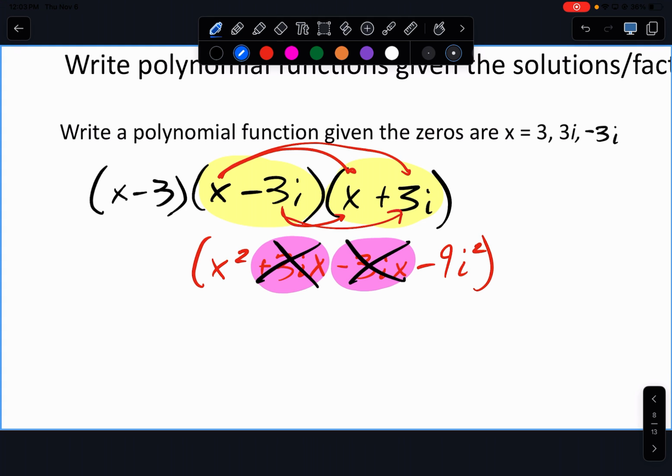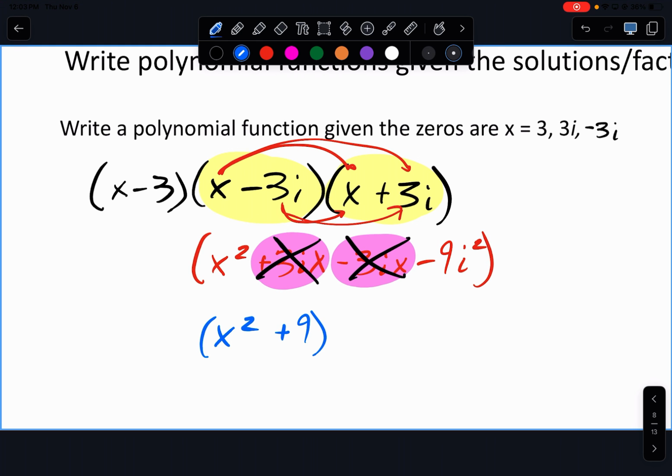So I have x squared. And then that negative 9i squared is going to turn into positive 9 because i squared is negative 1. Negative 9 times negative 1 is positive 9. Now I just bring my x minus 3 down. And now we FOIL this new set. Go ahead and do that.